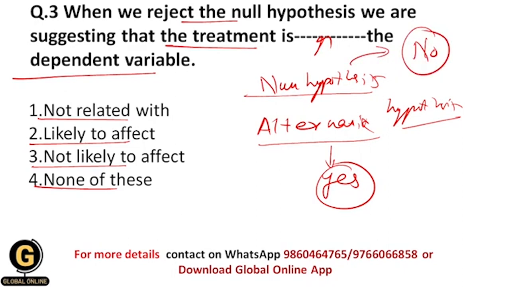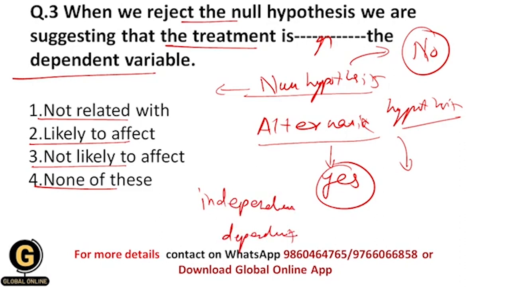And that's why whenever we reject the null hypothesis, we automatically accept the alternative hypothesis. And that's why ultimately we accept that there is a relationship between the 2 variables. So it means that the treatment is likely to affect the dependent variable. Whenever we study variables in the research process, there are 2 common types of variables, and those are independent variables and dependent variables.